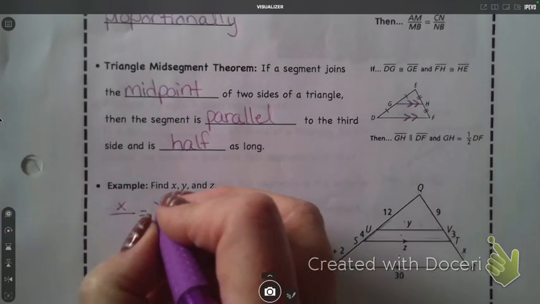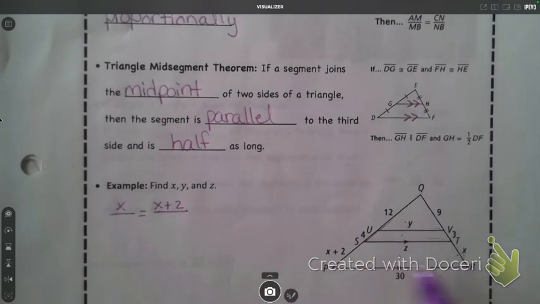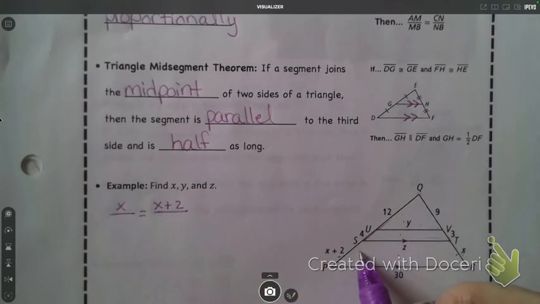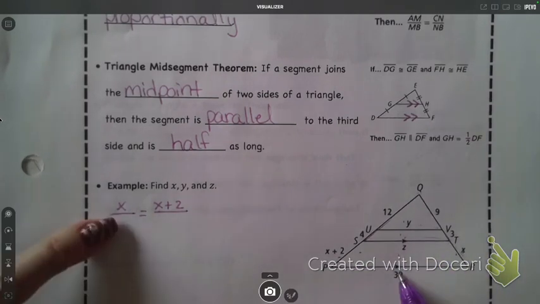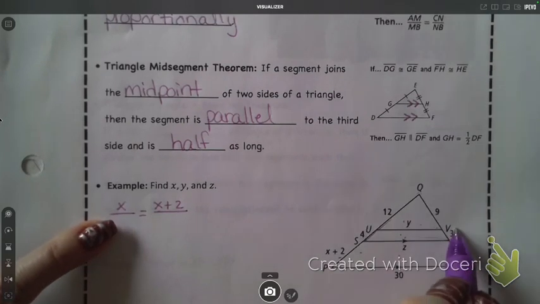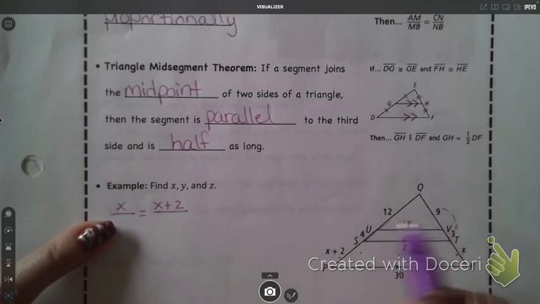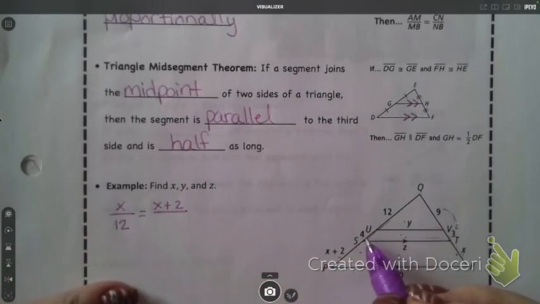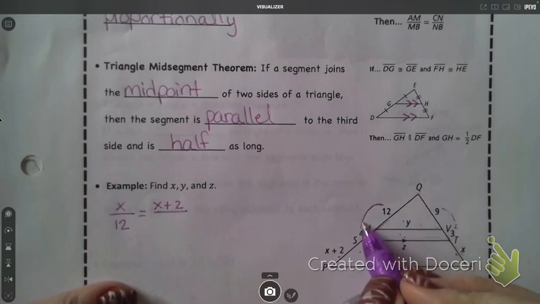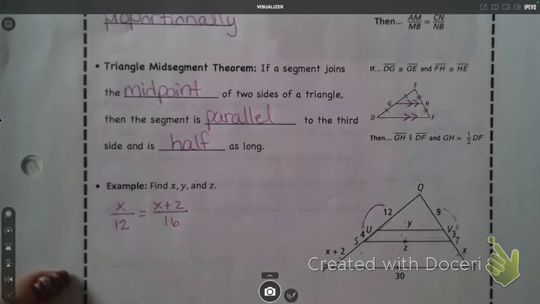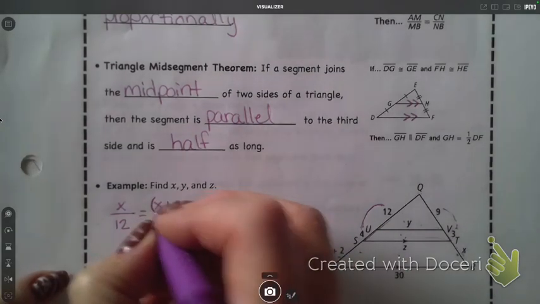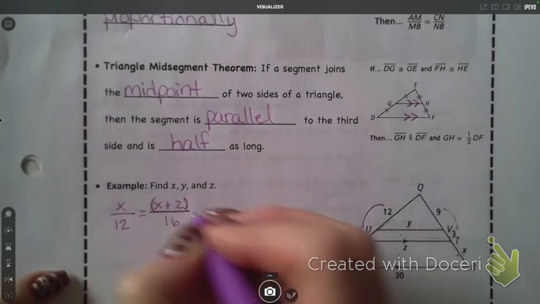So I can start with X equals X plus 2. Now, X and X plus 2, are they both on that bottom segment? Yes? So I know that these two are parallel. So that means that X is corresponding with 12, and X plus 2 corresponds with 16. Everyone following? Could you put X over X plus 2? Okay, this X plus 2 is a quantity, so we probably should put parentheses around it, yes?